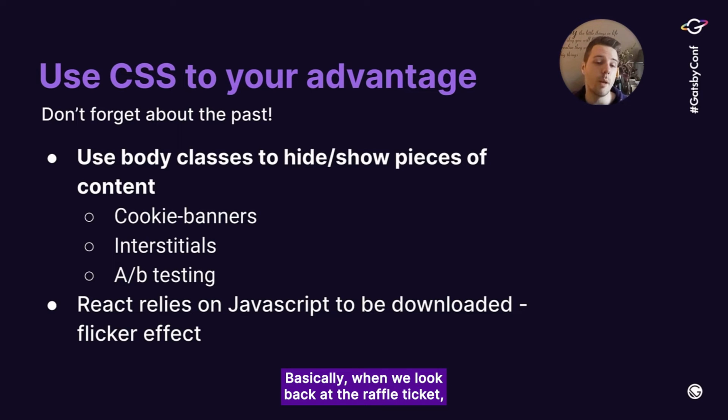Basically, when we look back at the raffle ticket, we can see that now the register and the raffle ticket swap. Let's reduce that with the body class. And the problem here is that React relies on JavaScript. So we need to download all the JavaScript, hydrate, and then we can swap the raffle. Not great.